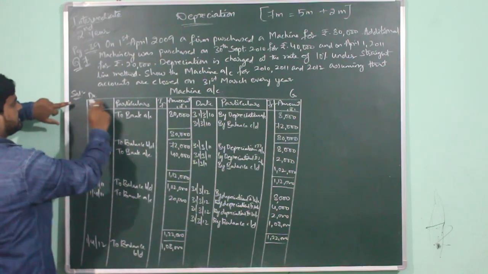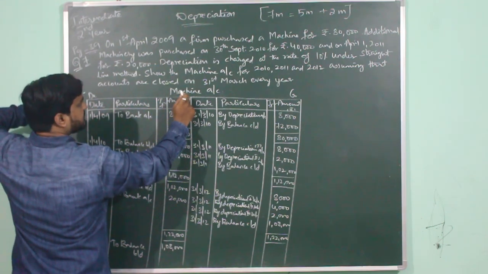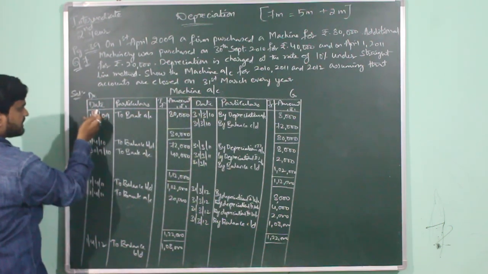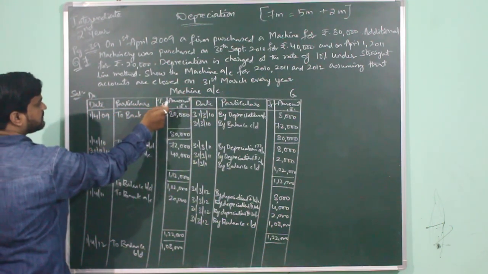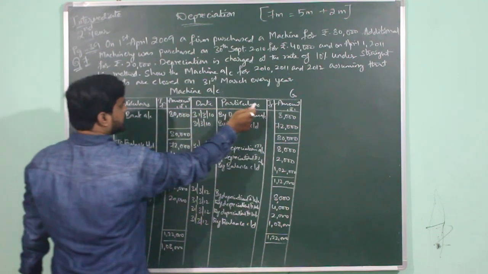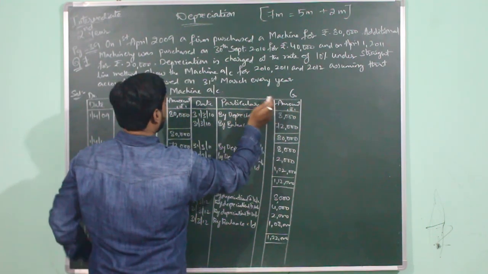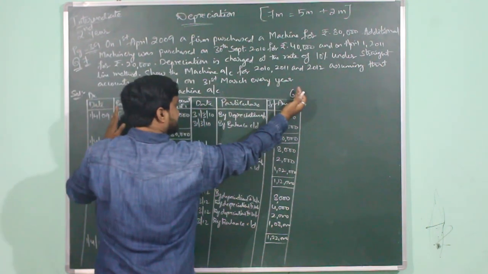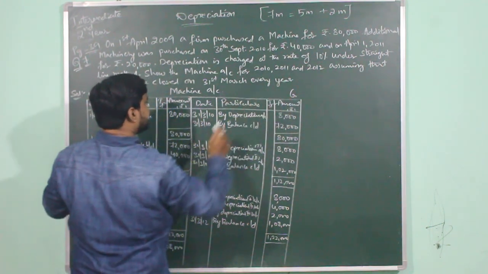Here is the solution. What is the name of the asset that we are purchasing? Machine. So the account name will be written as machine account and the format will be date, particulars, journal folio, amount rupees, date, particulars, journal folio, amount rupees. Towards extreme left you will be writing it as DR which means debit and towards extreme right you will be writing it as CR which means credit.